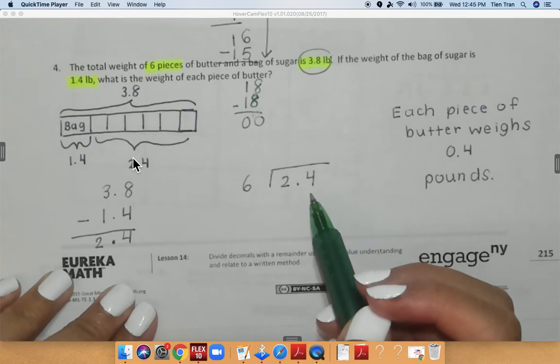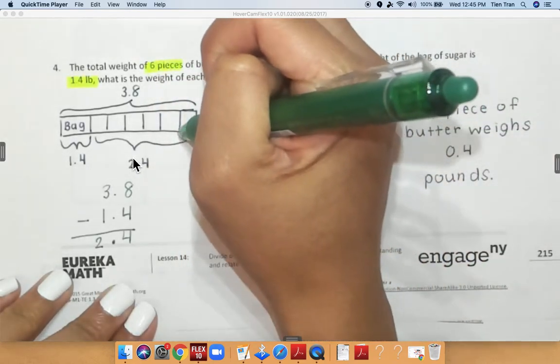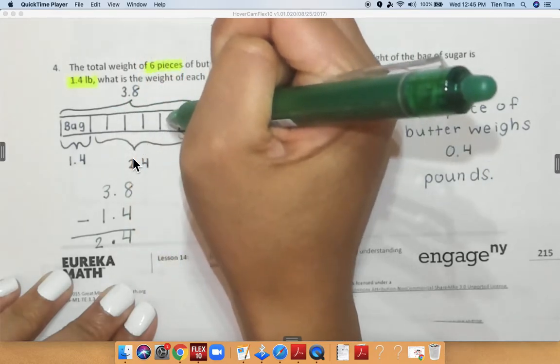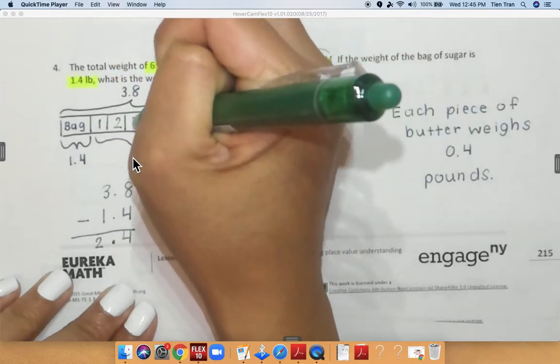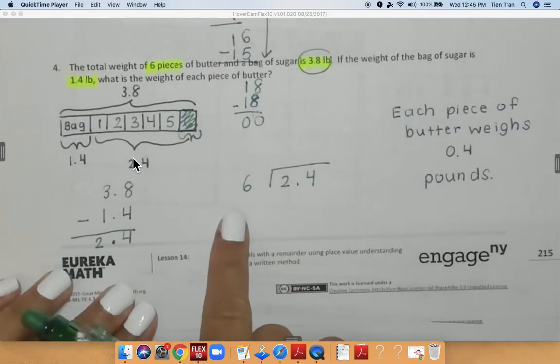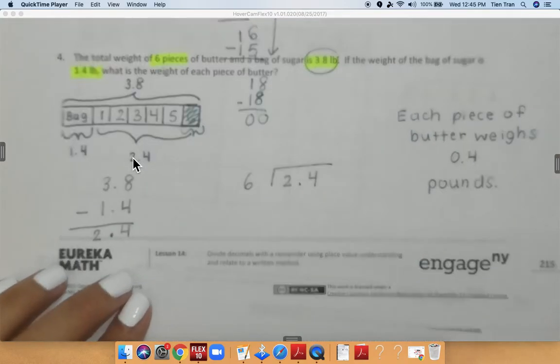Why am I dividing by 6? Because we are trying to figure out how much is one piece only. So we have 1, 2, 3, 4, 5, 6. But we only need to figure out one piece. We're going to divide by 6 to find the answer.